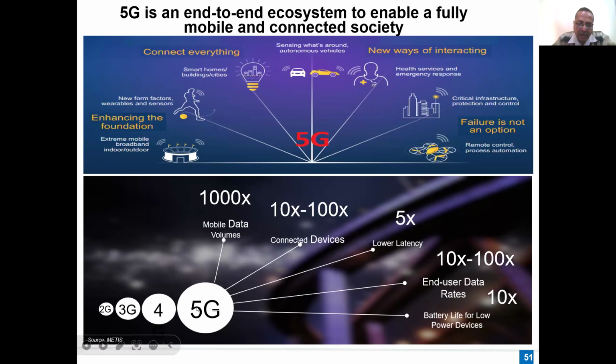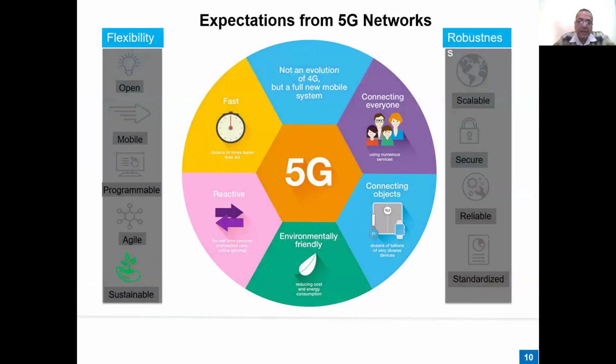Because as we have just seen, in 5G the mobile data volumes have been increased 1,000 times. The connected devices have been increased 10 to 100 times. Lower latency: it has reduced the latency or delay by 5 times. End user data rates have been increased 10 to 100 times, and the battery life is increased 100 times. So these are the points which are favoring 5G, and that is the contribution of 5G to humanity.